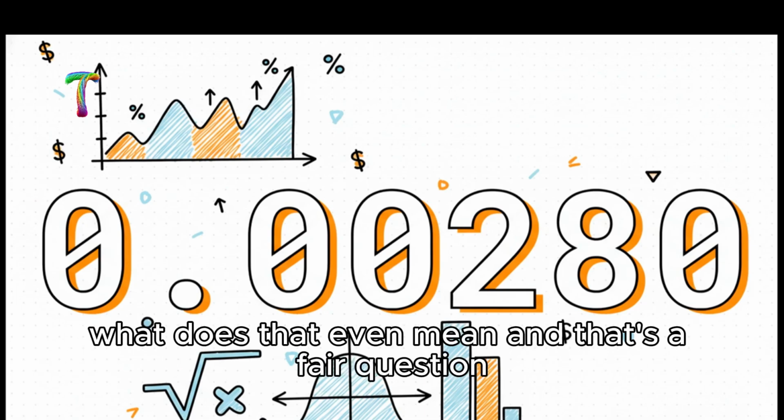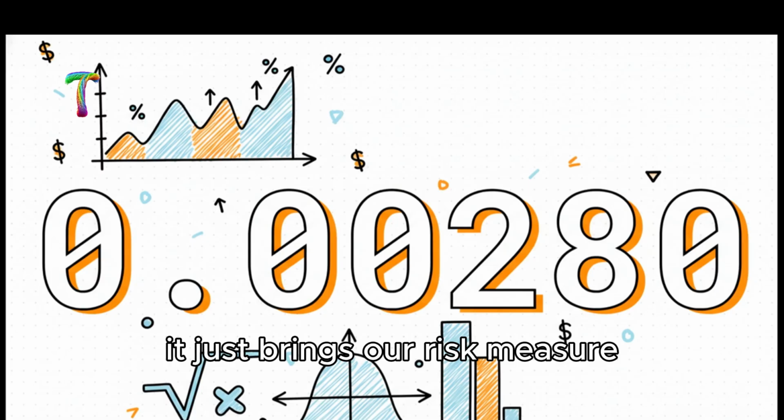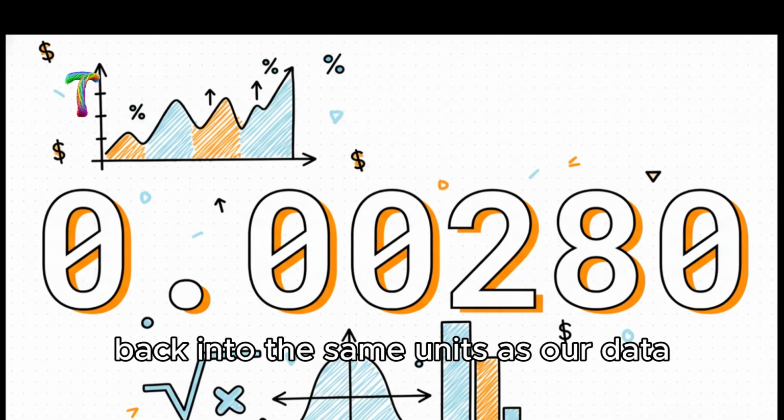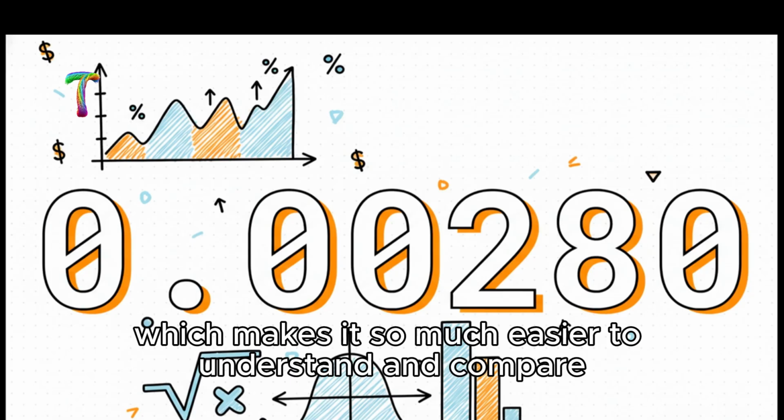And that's a fair question. It's not very intuitive. That's exactly why we often take its square root to get the standard deviation. It just brings our risk measure back into the same units as our data, in this case, percentage, which makes it so much easier to understand and compare.